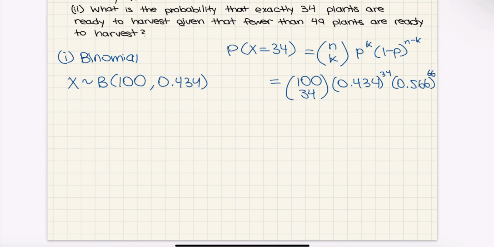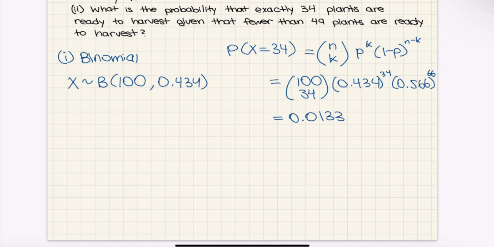Then if we multiply all of this out, we get 0.0133. And that might sound like a very low probability. I mean, it's barely over 1%, but this is also for exactly a very specific number of plants to be ready to harvest. And so it's not all that likely, to be honest.